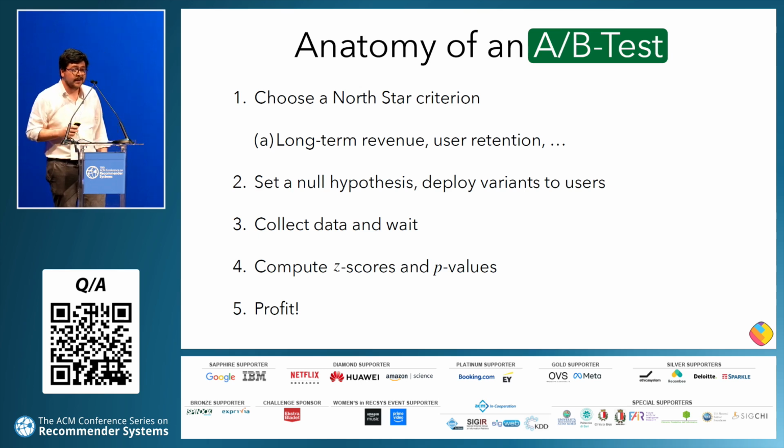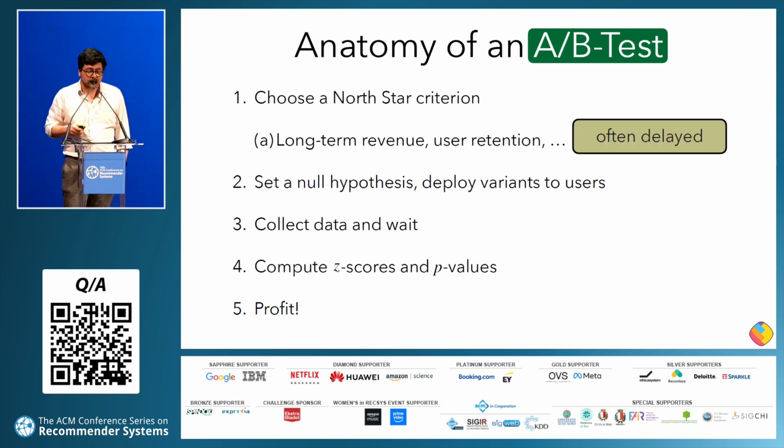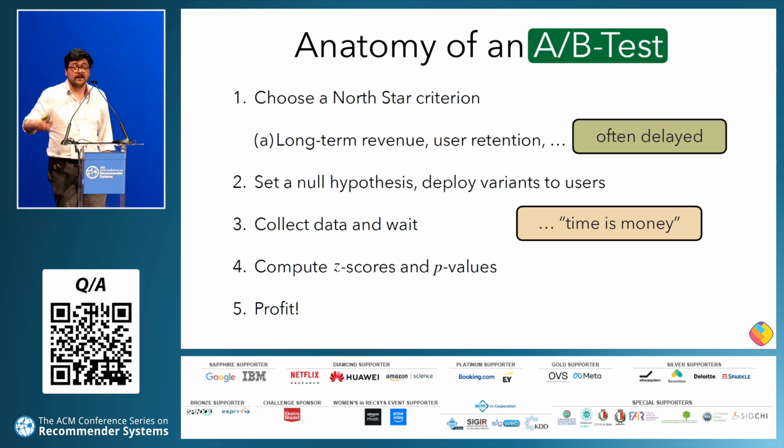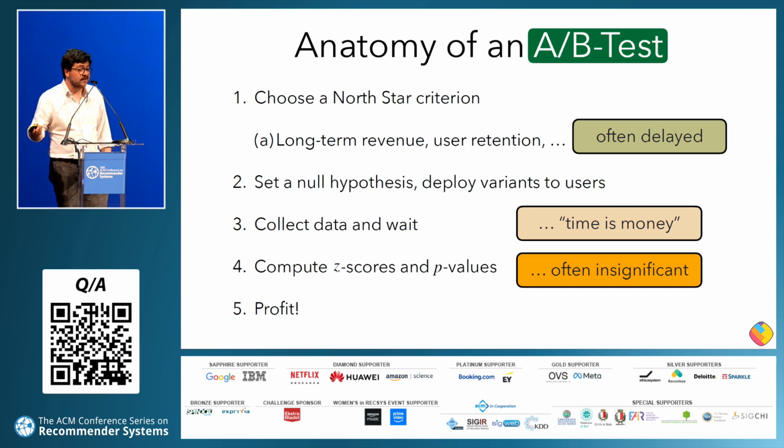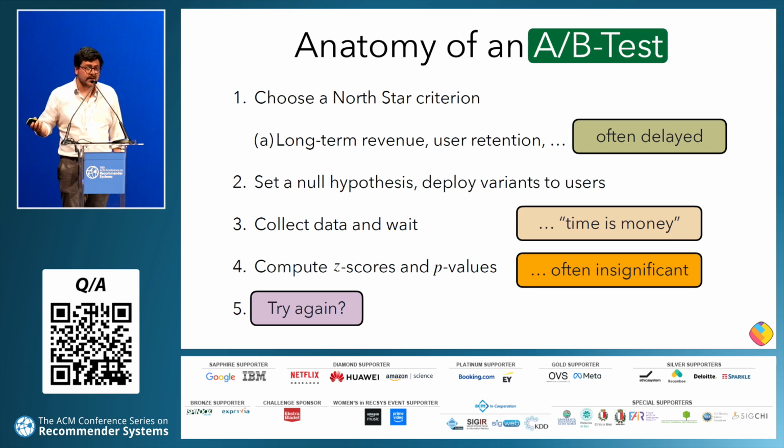All of that sounds amazing, but that's really not how it works in practice very often. The metrics that we really care about are typically long-term metrics, and so we have to wait a while to be able to actually compute them. We have to wait a while to get data, but time is money, and we don't like waiting. Then when we get the data and compute the z-scores and the p-values, very often it's a high p-value. And so we don't get to profit, right? We can just try again and hope things work better next time.